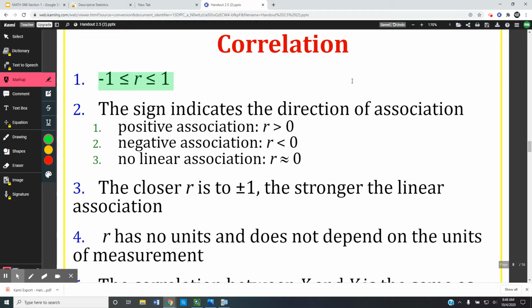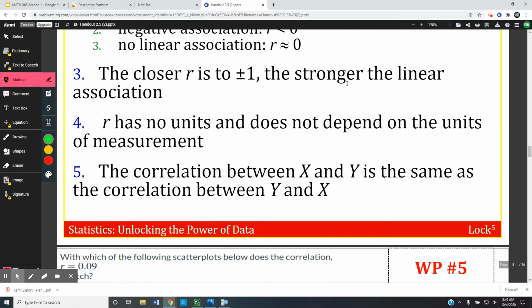The sign indicates the direction of the association. So if I give you an R value which is greater than 0, it's a positive association. If I give you a correlation value which is less than 0, it's a negative association. And if I give you an R value that's close to 0, notice that a little approximation sign says close to 0, it doesn't have to be dead on 0. There's no linear association. The closer we are to 0, the lesser we have of any type of correlation or any kind of association. It says the closer R is to positive and -1, the stronger the linear association.